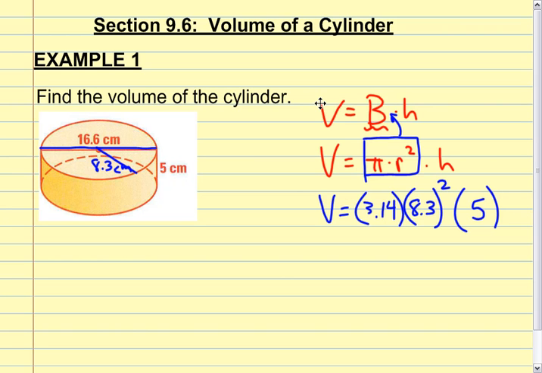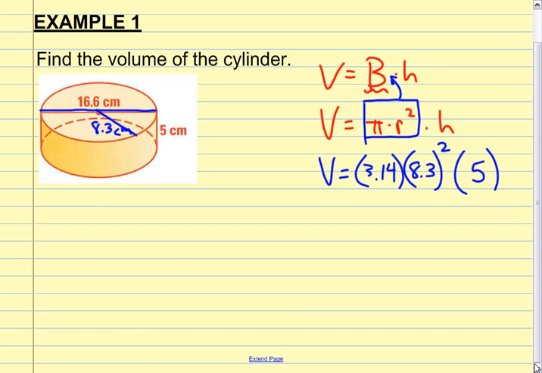Now remember, I'm not going to put my units in right now. What are the units of my answer going to be? Centimeters cubed, because we're looking for volume. Perfect. Now, we know PEMDAS, we know our order of operations. What's the first thing that I'm going to do when I look at this expression? You're going to multiply 8.3 by itself. I'm going to square 8.3.